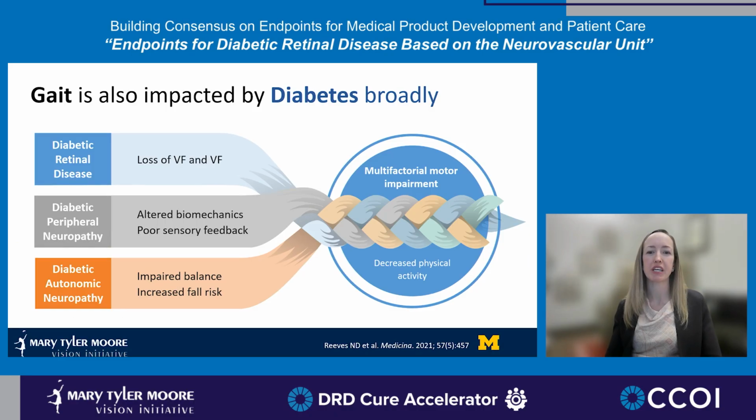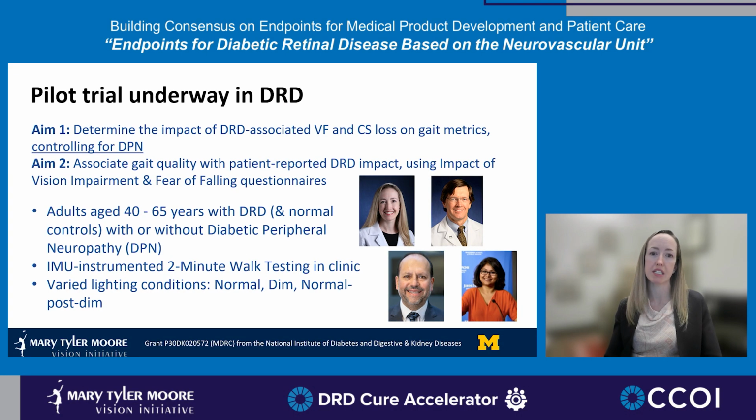First, though, we should mention that we expect gait data in diabetic retinal disease to be influenced by the complex ways diabetes affects the nervous system. In those with diabetic retinal disease, in addition to loss of visual field and contrast sensitivity, diabetic peripheral neuropathy may lead to altered biomechanics and poor sensory feedback, and diabetic autonomic neuropathy may impair balance and increase risk of falls. But while this may make it more complex, it also makes it all the more important to understand the multifactorial motor impairment that comes with diabetes.